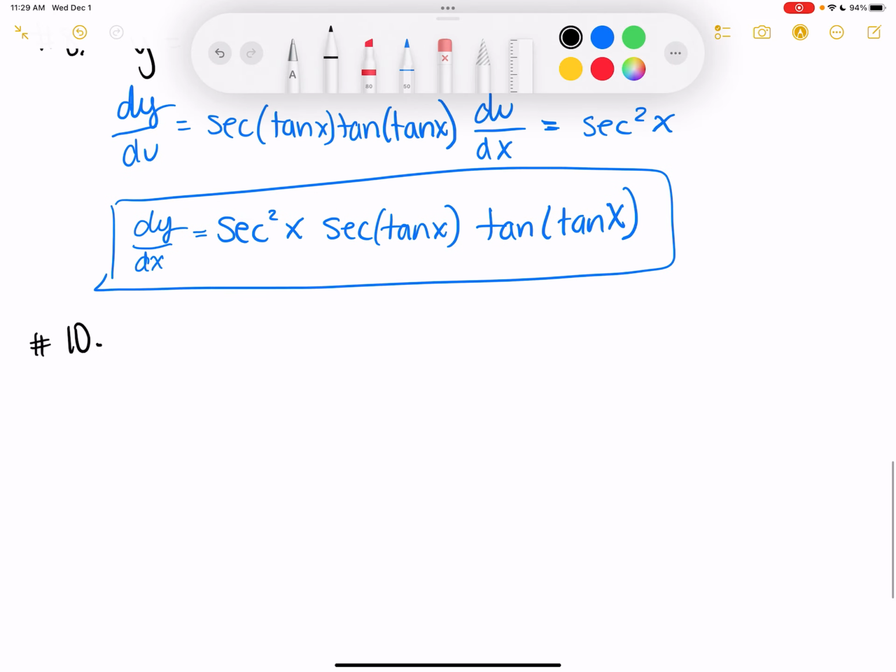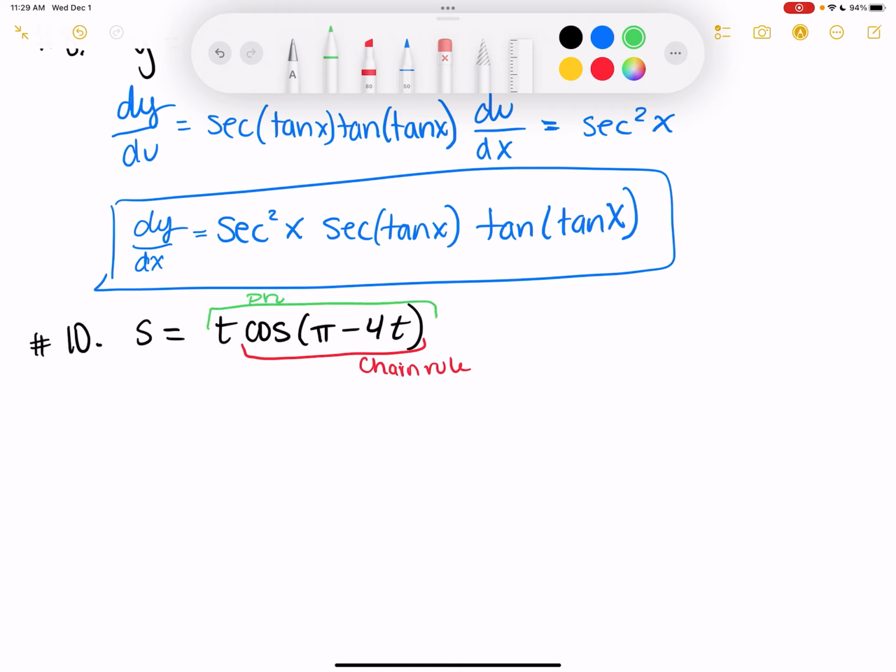Yeah. Okay. All right, so number 10, s is equal to t cosine of pi minus 4t. Okay, so this one is a little weird, because we have a product rule and a chain rule, because it's t times the cosine of all of this. So the chain rule part is going to be here, and then the whole thing is going to give us a product rule.